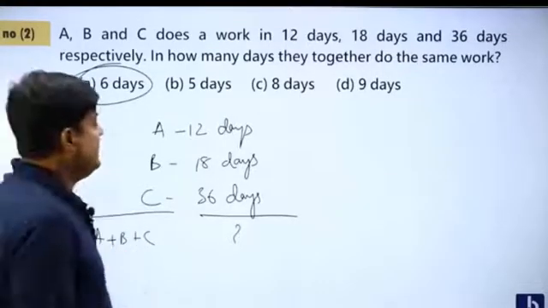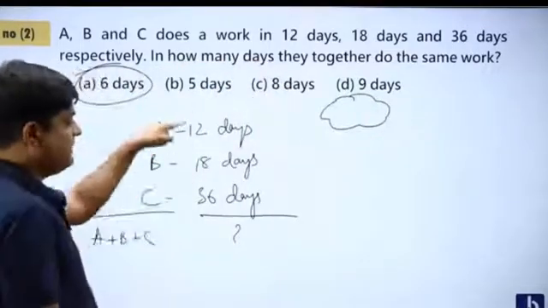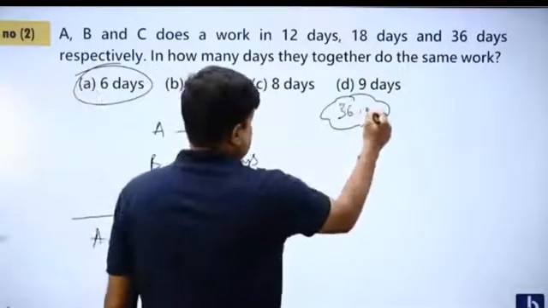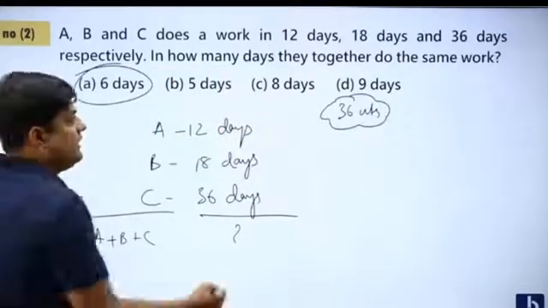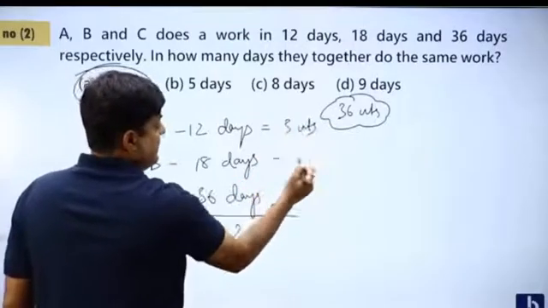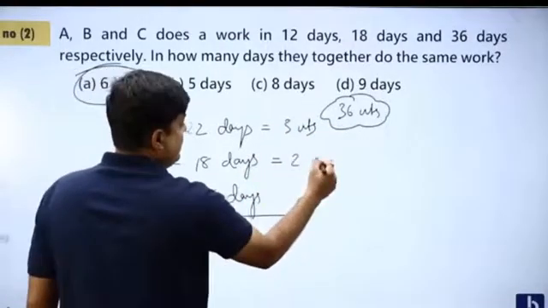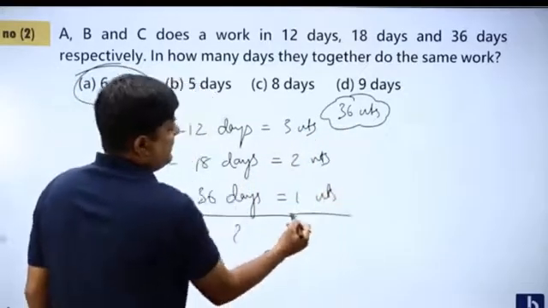Tell me one such number which goes with all these numbers. The number which goes with all these 3 numbers, the LCM, is what? 36 units. The LCM is very simple. The LCM is 36 units. So now 36 units, 12 days, daily 3 units. 36 units, 18 days, daily 2 units. 36 units, 36 days, daily 1 unit. This we should all know.